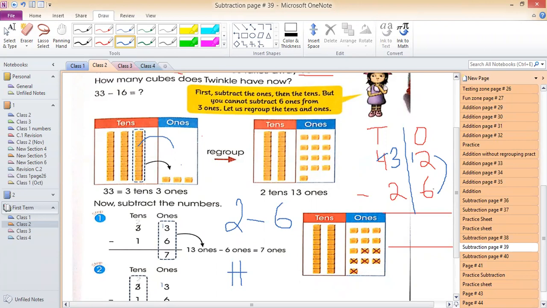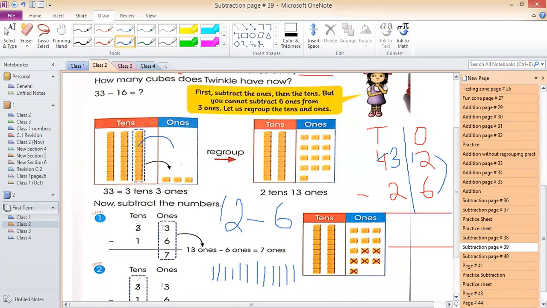12 ones minus 6 ones is equal to how many ones? This you can easily check. Now it is 12 minus 6. For that, what will you do? You will draw 12 lines. 1, 2, 3, 4, 5, 6, 7, 8, 9, 10, 11, and 12.